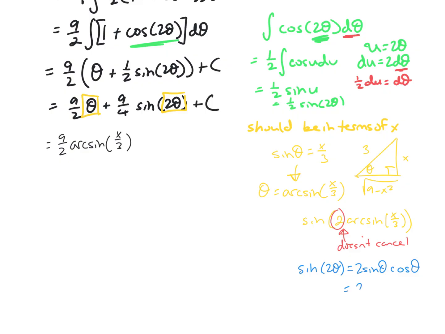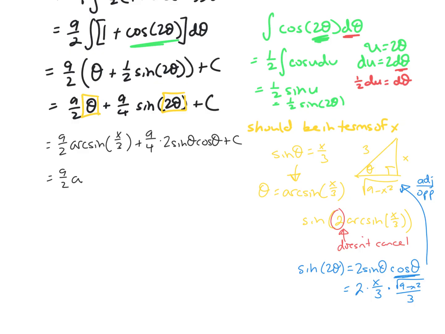Sine of theta I have up above, that's x over 3. And cosine of theta I can get here from adjacent over hypotenuse. And so this is going to be the square root of 9 minus x squared over 3. And that will be how I do this one. So this is 9/4 times 2 sine of theta cosine theta plus c. And then I just rewrite this as 9/4 times 2 times x over 3 times the square root of 9 minus x squared over 3 plus c.